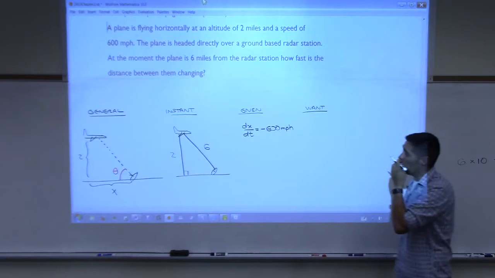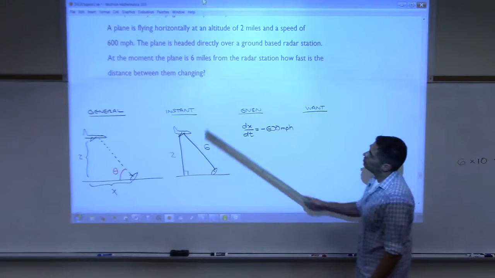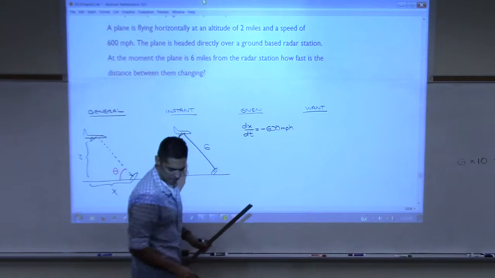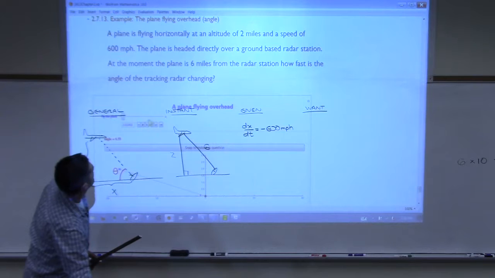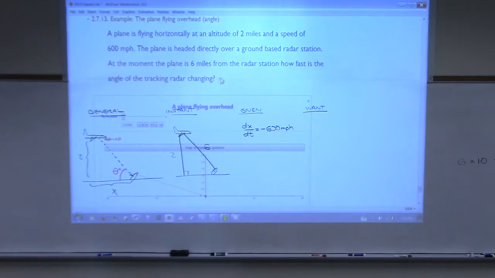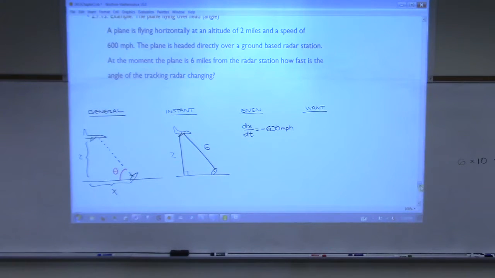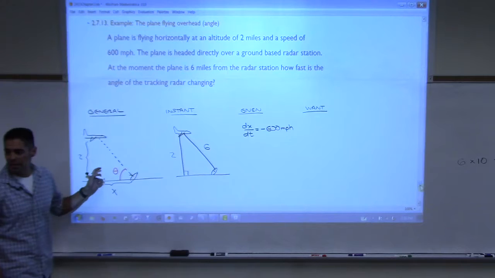All right, what about what you want? How fast is the distance? Wait a minute, hold on. I apologize, I had the other problem up there. We want, how fast is the what? We want d theta over dt. How fast is the angle of the tracking radar changing? We want d theta dt.